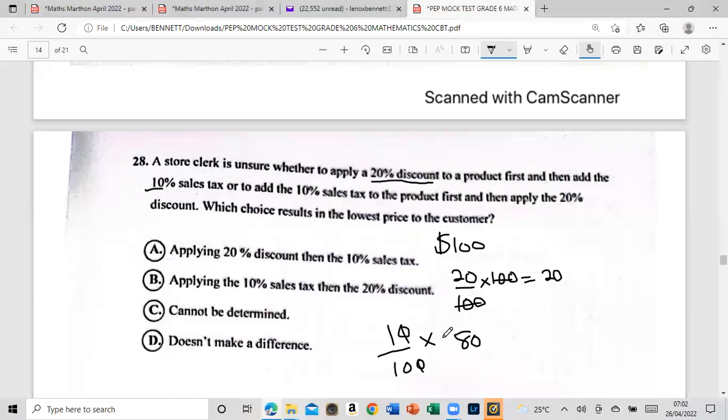We need to find 10% of 80. So that is 8, right? So we'll add that. So in all, the customer would pay $88.